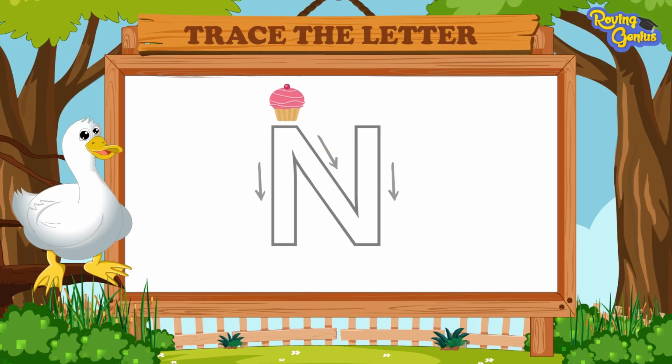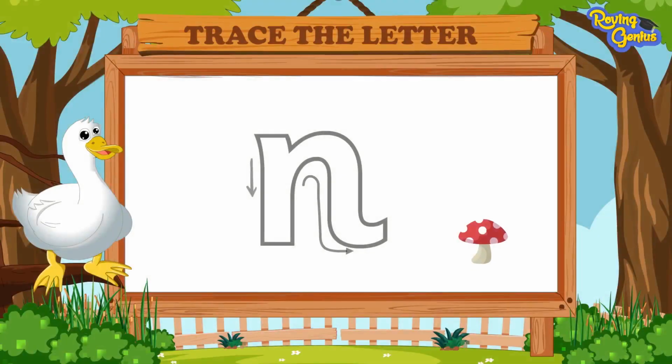Stick a nail in the ground and slant another one right. Add a third pointing up and say nighty night. Go down, hit the ground, you're almost done. Little N has two humps and has only one.